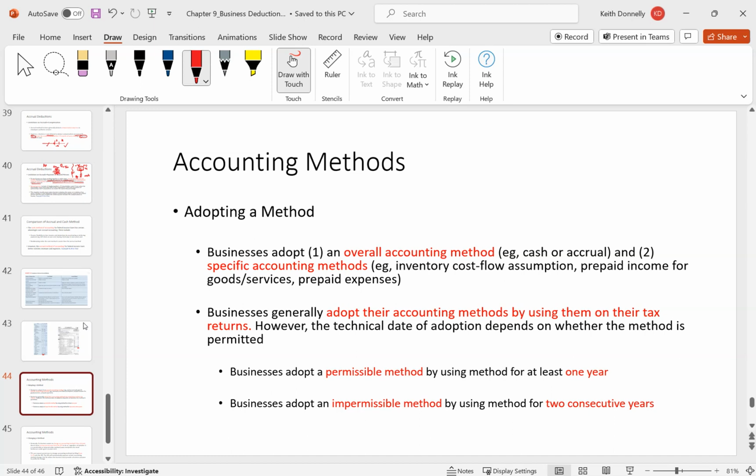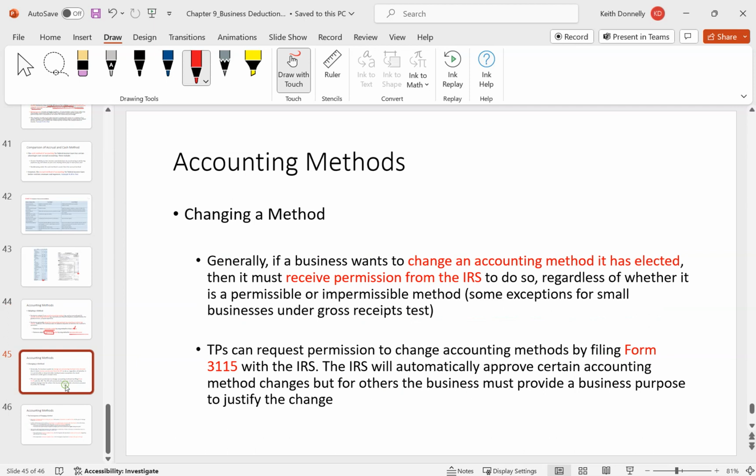And generally, how you adopt these methods is by using them, right? And the idea with this is if you're using a permissible method, okay, you are allowed to do this, you adopt it by using it for 1 year. If, however, it's an impermissible method, you adopt it by using it for 2 years, okay?